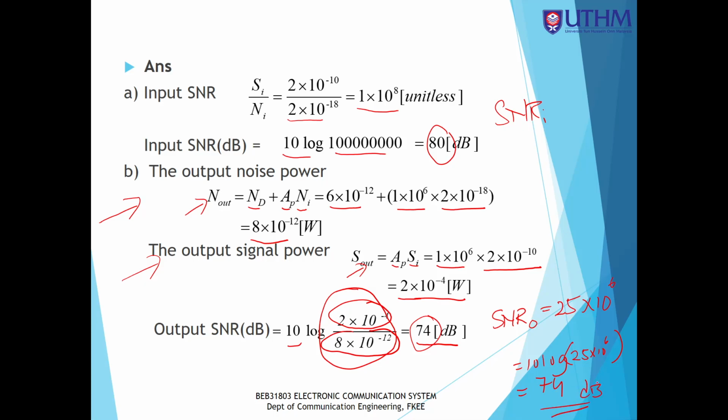Okay. If they don't ask for dB, we just go on to 25 times 10 power of 6. It depends on the questions. If the question doesn't mention in terms of decibel, you can stop here, no problem. Otherwise, if the question asks in terms of decibel, then you need to go until decibel. But remember that in practical scenarios, we normally mention SNR in terms of decibel. Biasanya kita mention SNR dalam sebutan decibel. Dalam practical cases memang kita buat dalam decibel. Tapi dalam case kamu, kita bergantung kepada soalan. It depends on the questions.